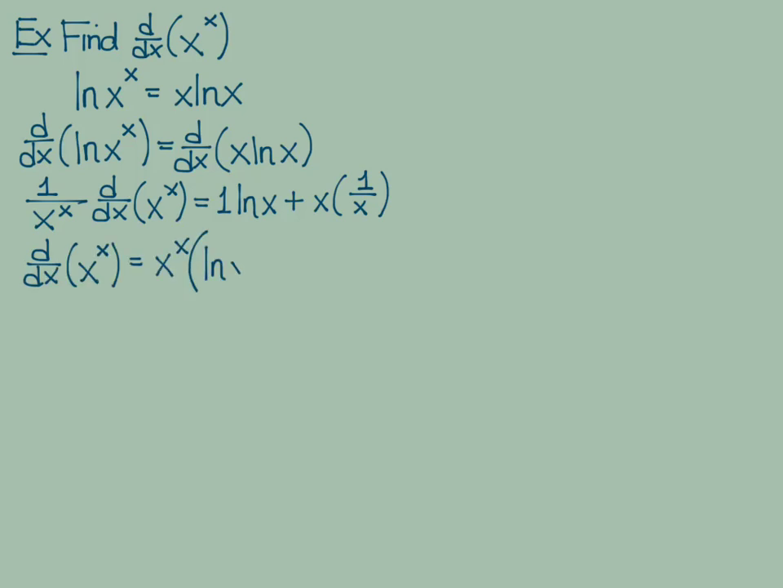Now we get d by dx of x to the x by itself, and we end up with x to the x times ln of x plus 1. Notice that x times 1 over x simplified to 1. Thus we're left with x to the x times ln of x plus x to the x. And this is the derivative of x to the x.